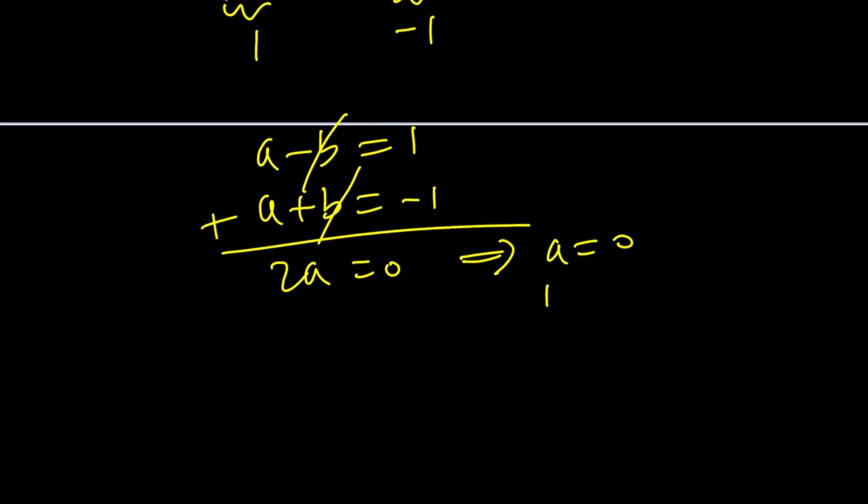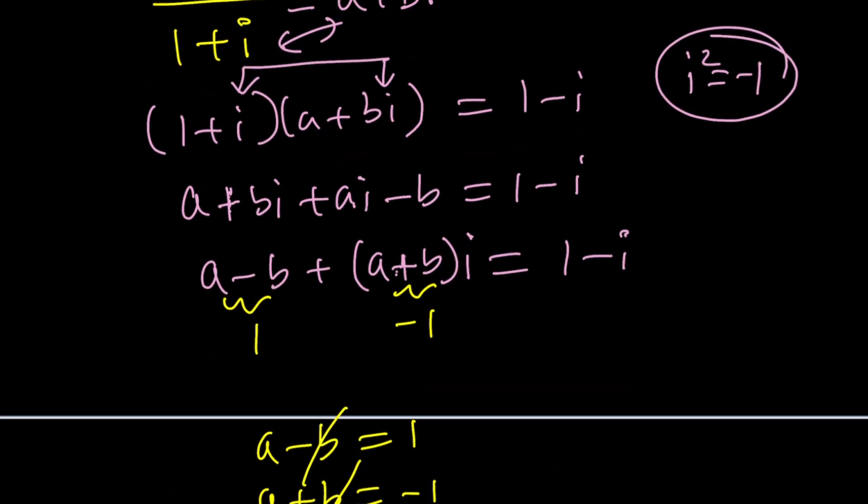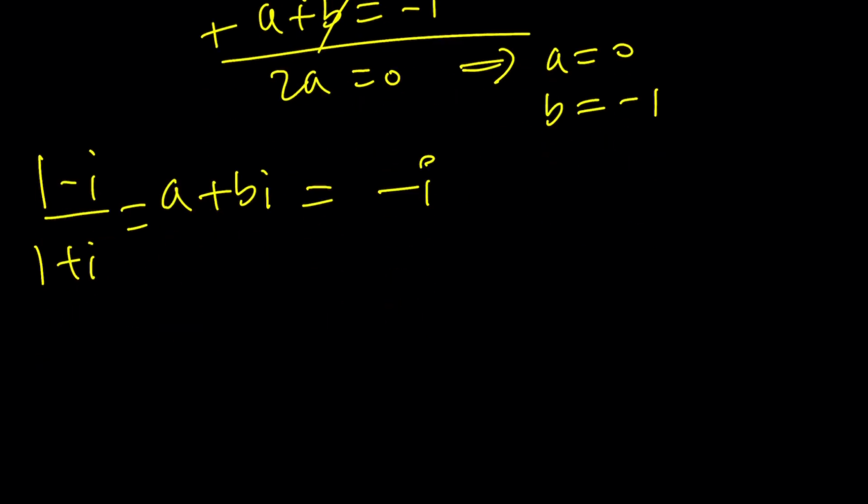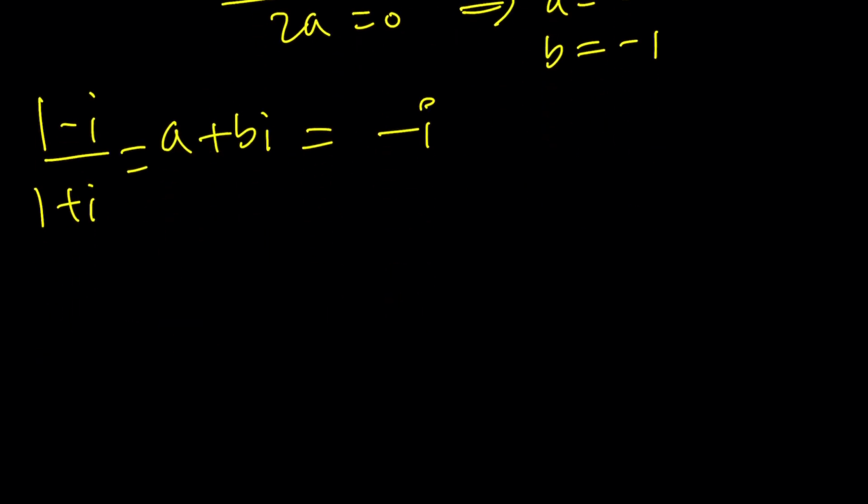Plug it in. And our number was a plus bi. What was our number? 1 minus i divided by 1 plus i was equal to this, but a is 0, so this is going to be -i. Did you not know that? You probably did, but even if you didn't, you could still find it like this.